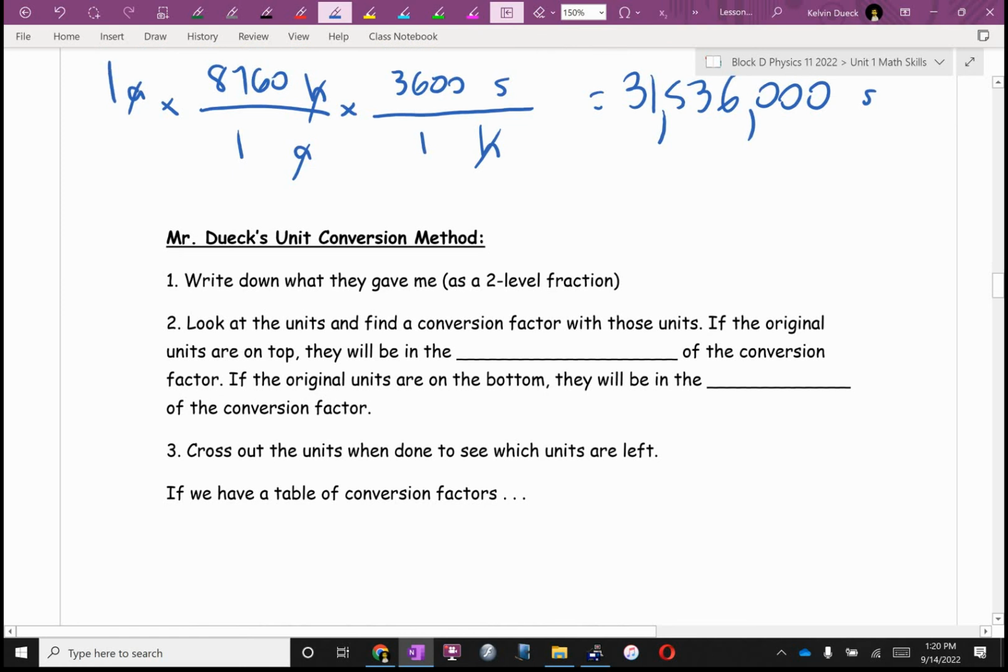Mr. Duick's unit conversion method. Step 1, write down what they gave me and write it as an implied 2-level fraction so you know there's an invisible little 1 there. Step 2, look at the units and find a conversion factor with those units. If the original units are on top, they're going to be on the bottom of the conversion factor. What about if the original units are on the bottom? Yep. Cross out the units when done to see which units are left.